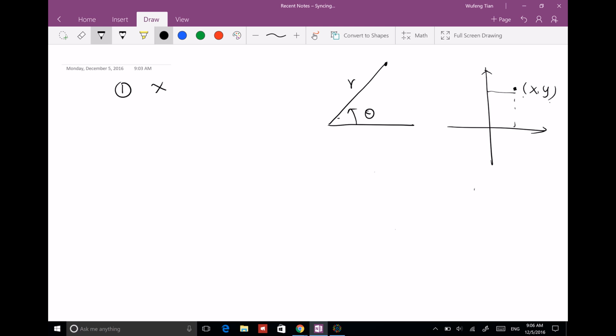So the first formula we learned last week is x equals r cosine theta. R times cosine theta is the adjacent side. R times sine theta is the opposite side. So y equals r sine theta.